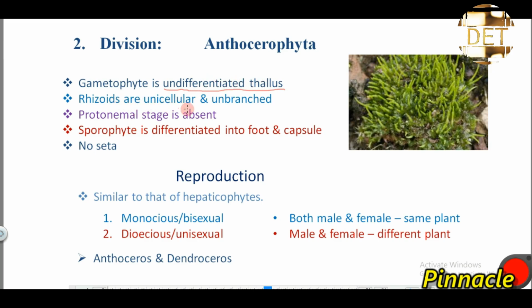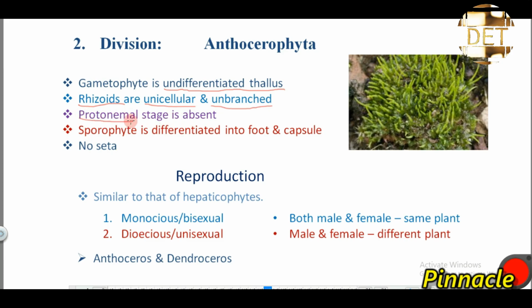Then the rhizoids are unicellular and unbranched. This is very important as well. The rhizoids are the root-like structures. What I'm trying to say here is that they are unicellular, made up of one cell, and they are unbranched.